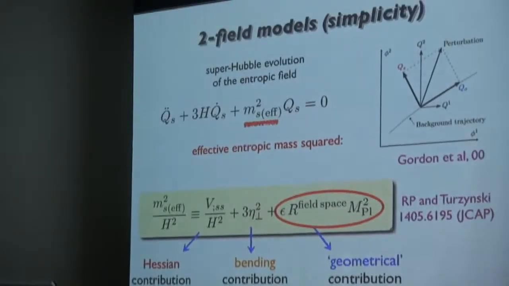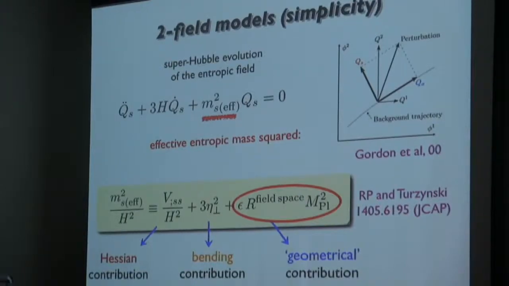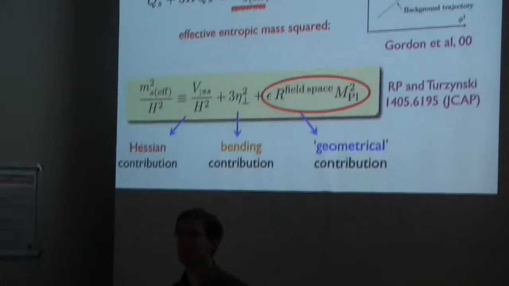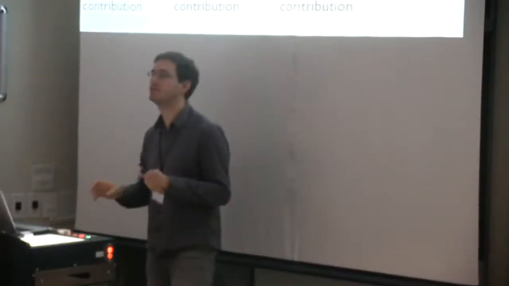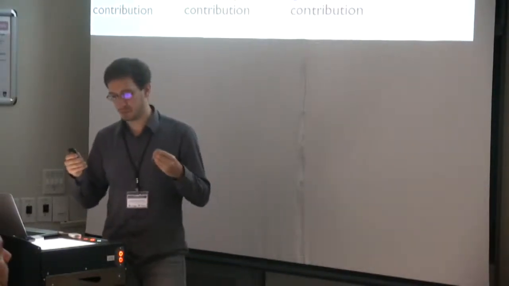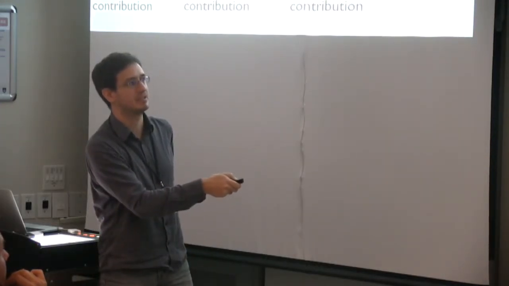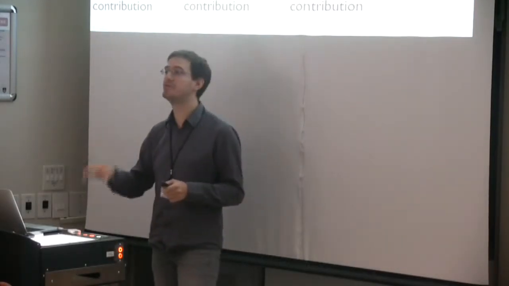And again, it has three contributions, which are basically the projections of the three I've told you. There is the usual one, the Hessian contribution, so the second derivative of the potential along the direction. There is this thing coming from kinematic effects that is not important. And there is this one. So here I'm using m squared divided by H squared. This is a dimensionless quantity which is important during inflation. What is called a light scalar field is when this is much less than one. A heavy scalar field is when this is much greater than one. And you see, in this term, with the simplification of going from n fields to two fields, the information of the curvature is only in the Ricci scalar. So there is just one number, if you want, the field space Ricci scalar, times the Planck mass squared, again dimensionless, times epsilon. Epsilon is the slow-roll parameter during inflation.